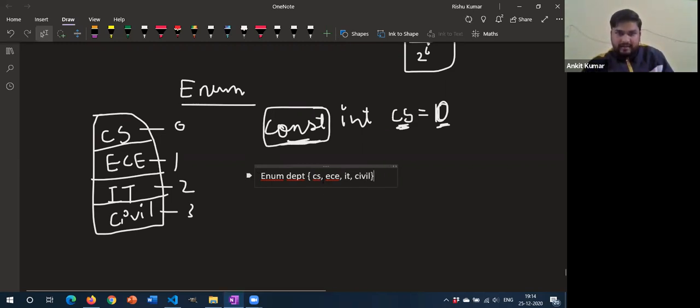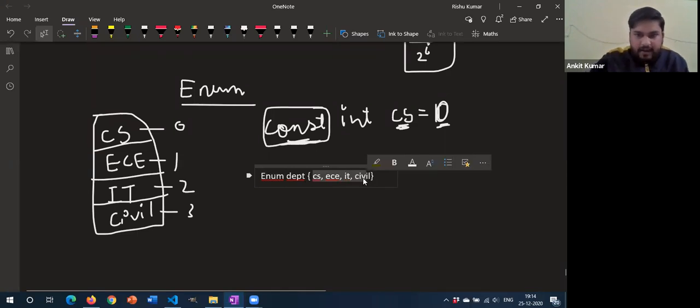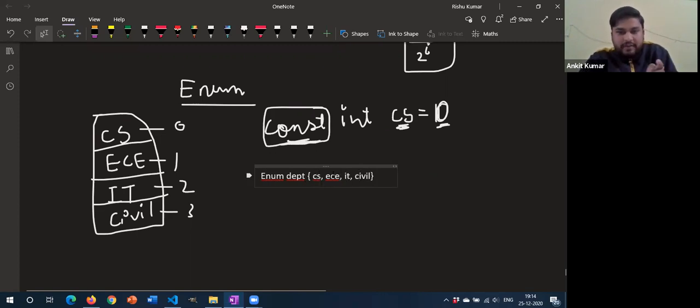Now what happens is when you use the word enum and then the variable, whatever variable that you want to use, and after that you write this, then all these strings, that is cs, ece, it, and civil, will be assigned values from 0. Cs will be 0, and this will become 1, 2, and 3 automatically. You don't need to worry about them. You just need to write these once, and these will be assigned the values automatically. You don't need to assign these values like this.